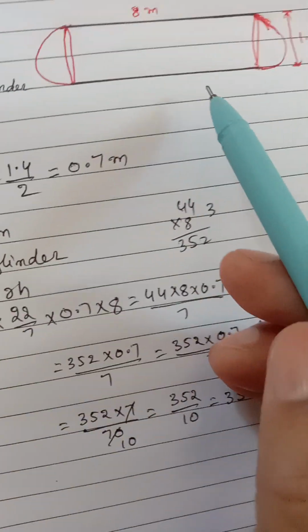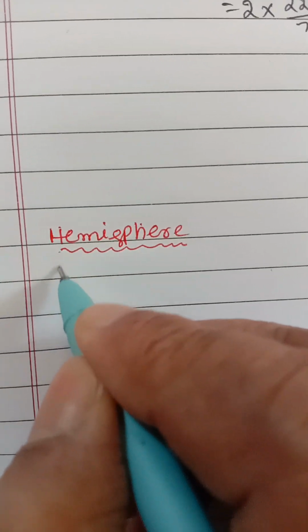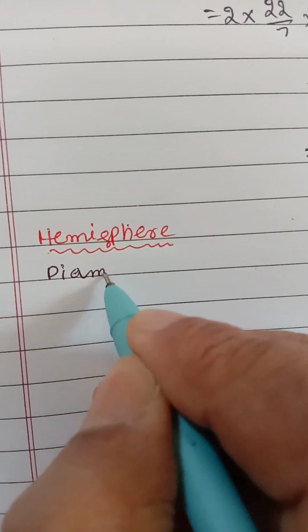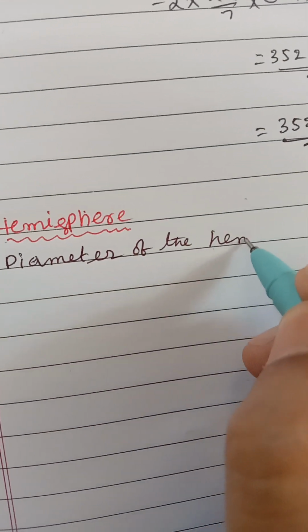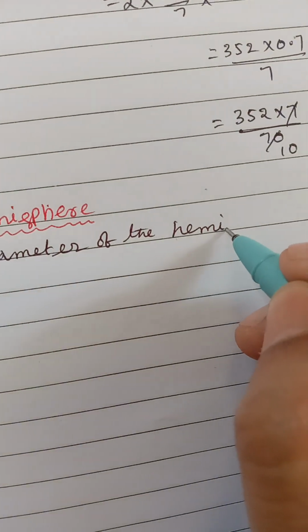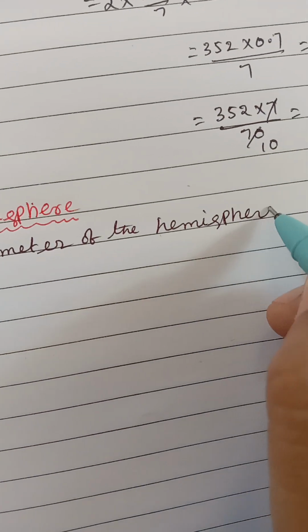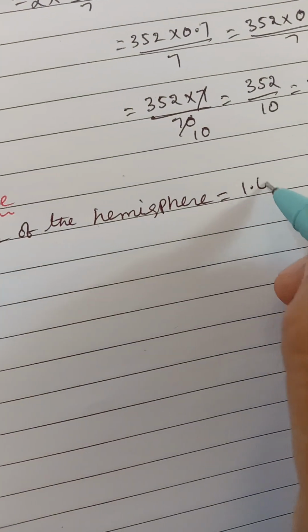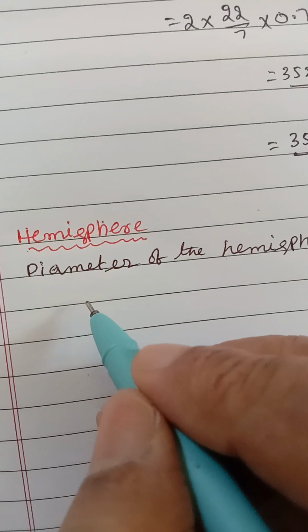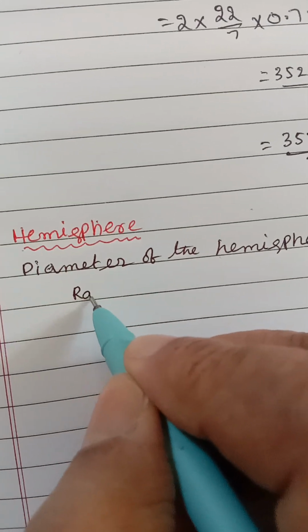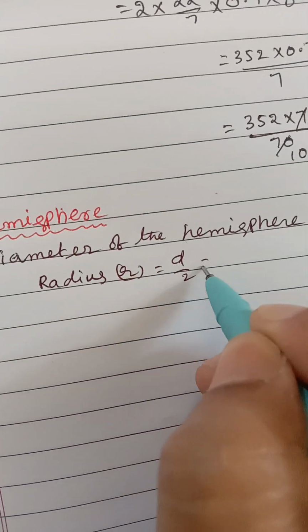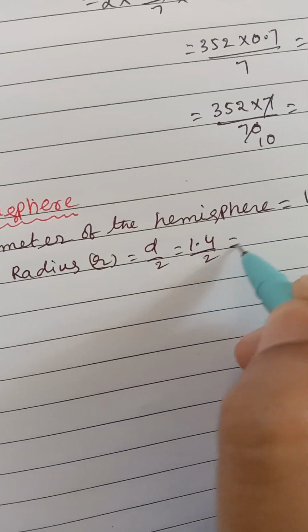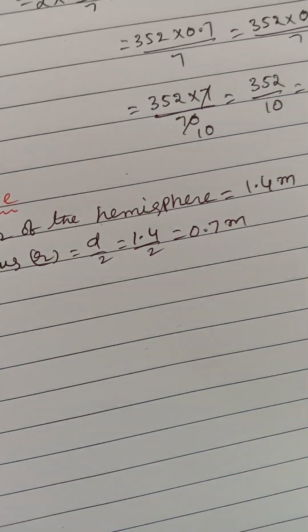Next, the hemisphere. Diameter of the hemisphere is equal to 1.4 meters. Therefore, radius R is equal to d by 2, which is 1.4 by 2, equal to 0.7 meters.